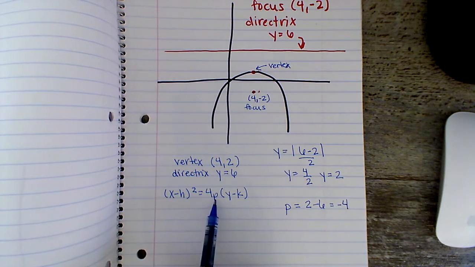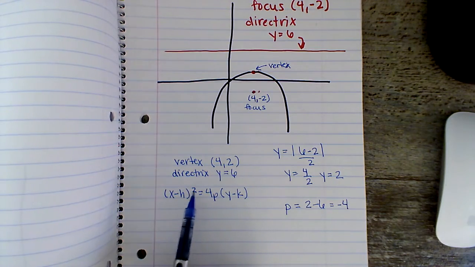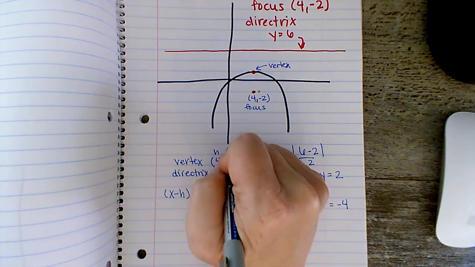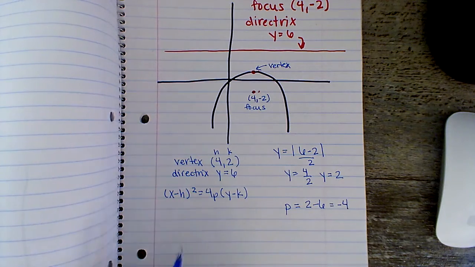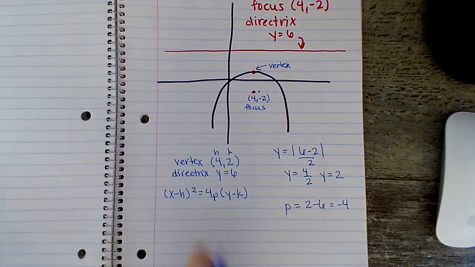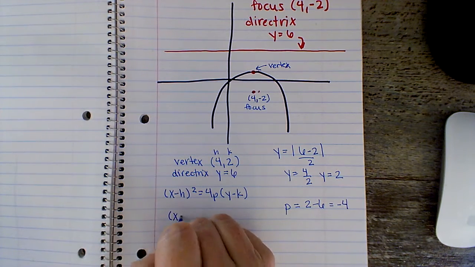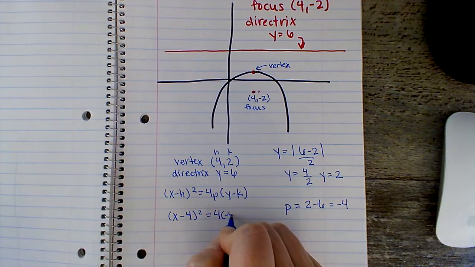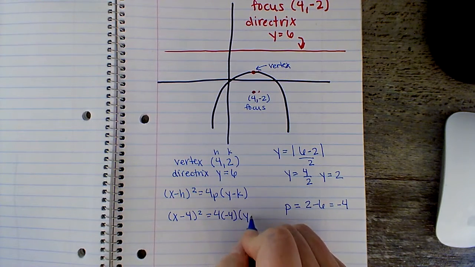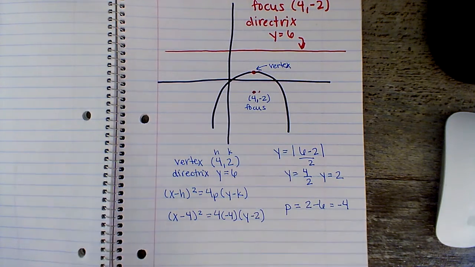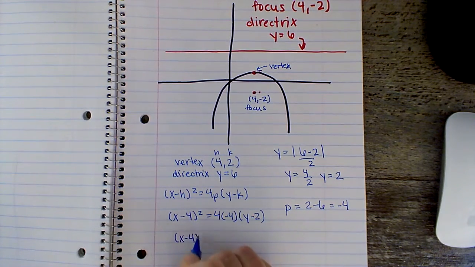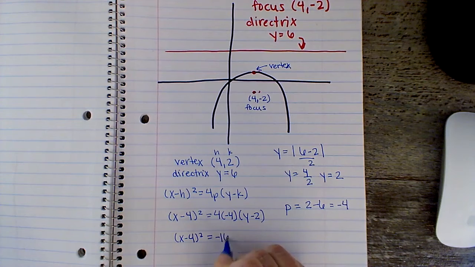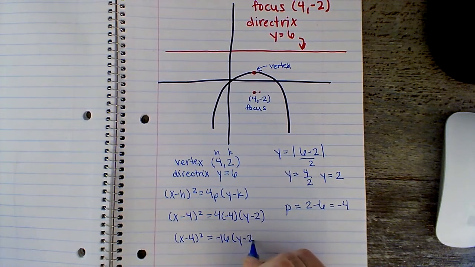Now I can just plug that in to p. I can plug in my h and my k because I found my vertex, and now I'm going to easily find the equation of my parabola. So I get (x minus 4) squared equals 4 times negative 4 times (y minus 2). And all I have to do is multiply that out, and voila, that's my answer. (x minus 4) squared equals negative 16 times (y minus 2).